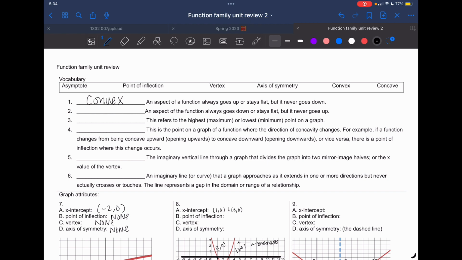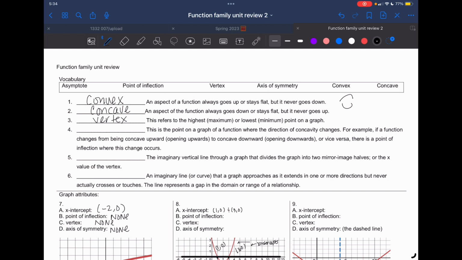An aspect of a function that always goes down and stays flat but never goes up, this is going to be concave. So it's convex, concave. This refers to the highest or lowest point on a graph. This is going to be the vertex.